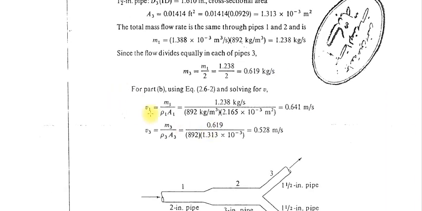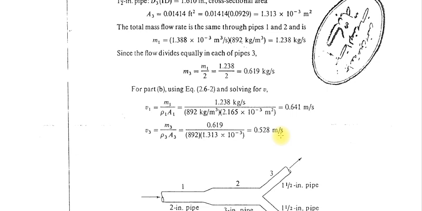Then you can calculate V1. V1 equal to M1 divided by rho 1 A1. So V1 equal to 0.641 meter per second, and V3, that is M3 by rho 3 A3. So V3 equal to 0.528 meter per second. So this is the example of macroscopic material balance.